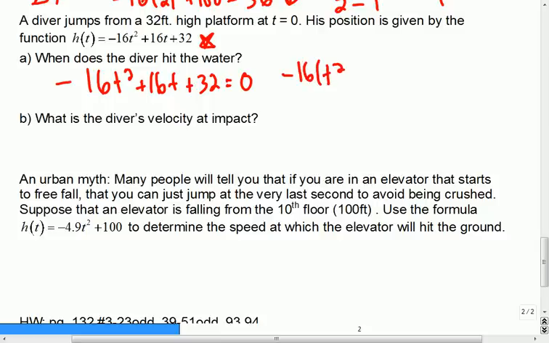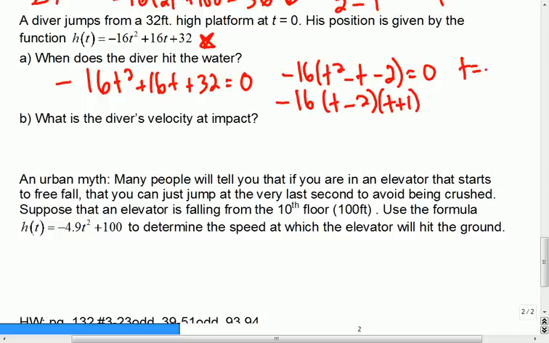That's going to be t squared minus t minus 2, which will be negative 16 times (t minus 2)(t plus 1). So I get time is equal to either negative 1 or 2. So what do you think? Does that mean you jumped off the diving board backwards if you went at negative 1 seconds?